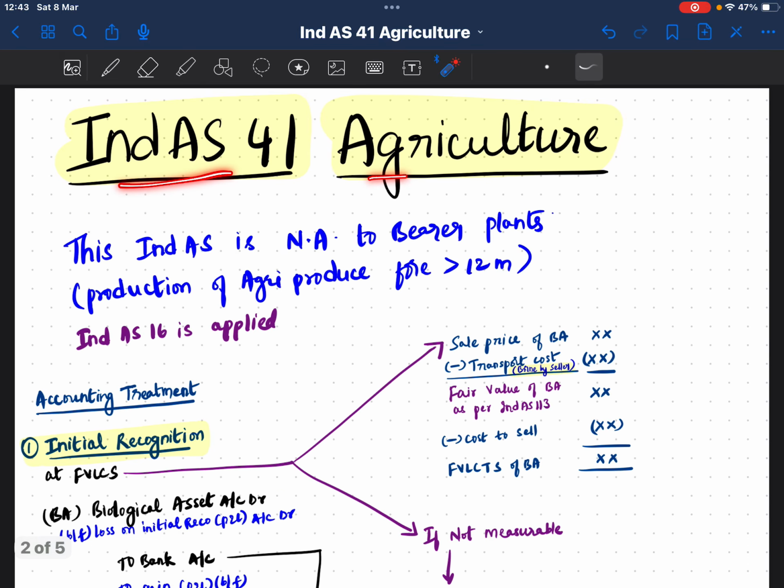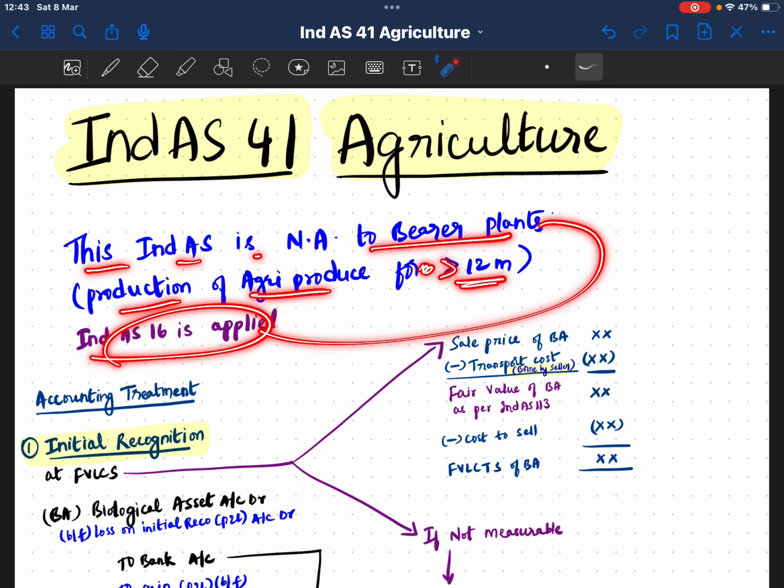Ind AS 41 Agriculture. This Ind AS is not applicable to bearer plants, which produce agricultural produce for more than 12 months. Ind AS 16 is applied for bearer plants.